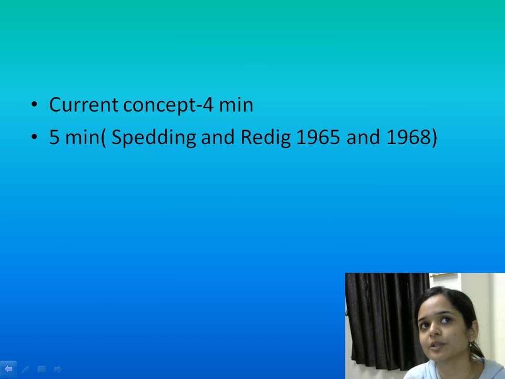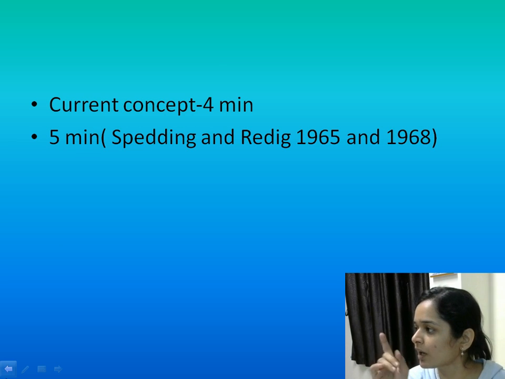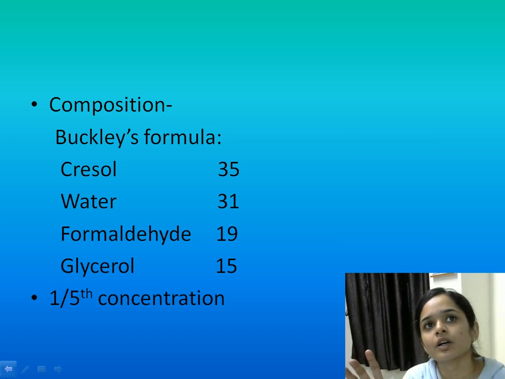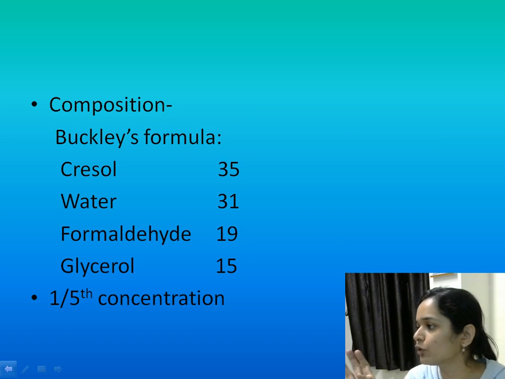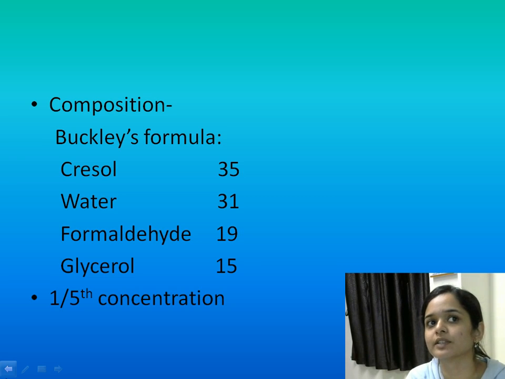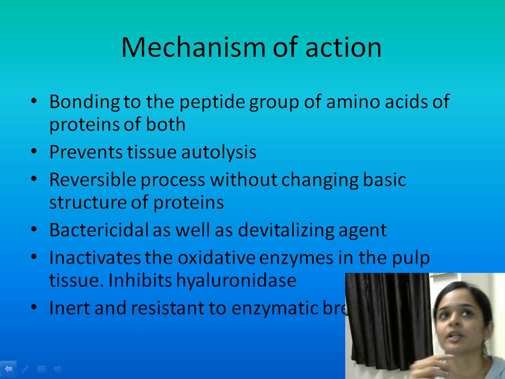So current concept is 4 minutes, and according to these authors it is 5 minutes. According to Engel also it is 5 minutes. So you keep in mind both 4 minutes and 5 minutes. Engel and some authors say 5 minutes, some authors say 4 minutes. Buckley's formocresol composition you have to mug up. Cresol 35, water 31, formaldehyde 19, glycerol 15, and 1 part of this with 5 part of glycerin. So that becomes 1/5 concentration of Buckley's formocresol.